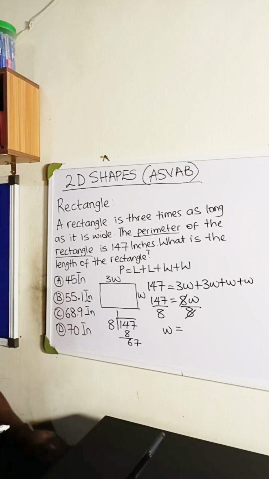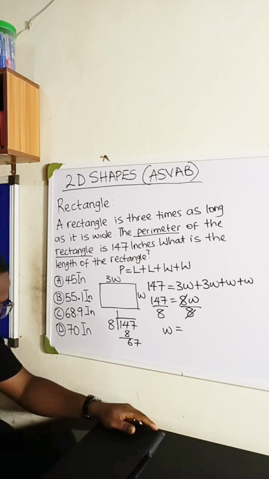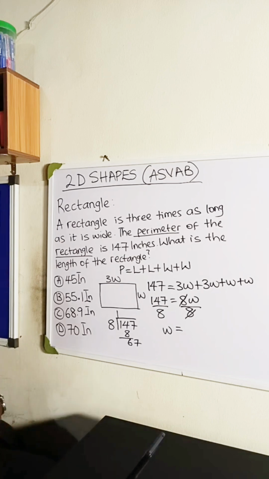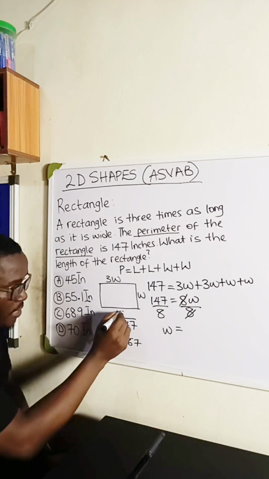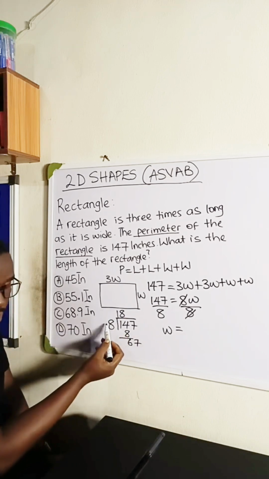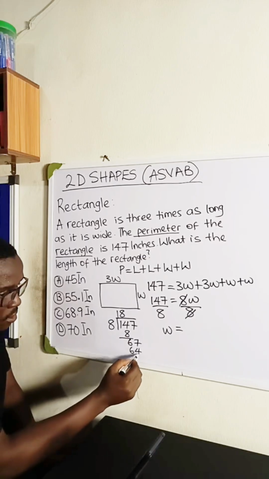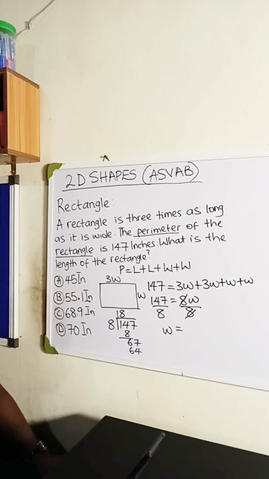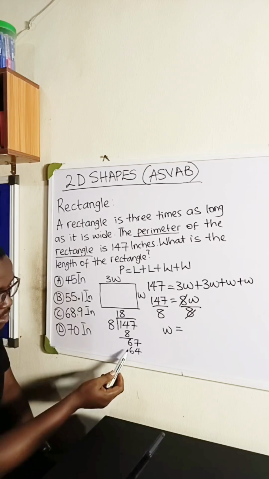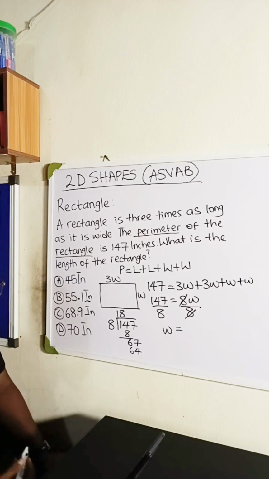67 divided by 8. What are you going to get? What will be the value of 67 divided by 8? That will be 8, right? 8 multiplied by 8 is 64. Okay, so 67 minus 64 is going to give us 3.